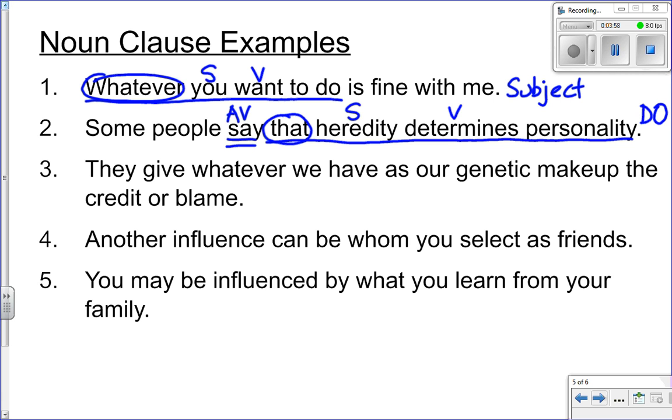And if I ask, some people say what? The answer to that is that heredity determines personality, so I know it's the direct object in the sentence. All right, for number three, this one's a little bit trickier.